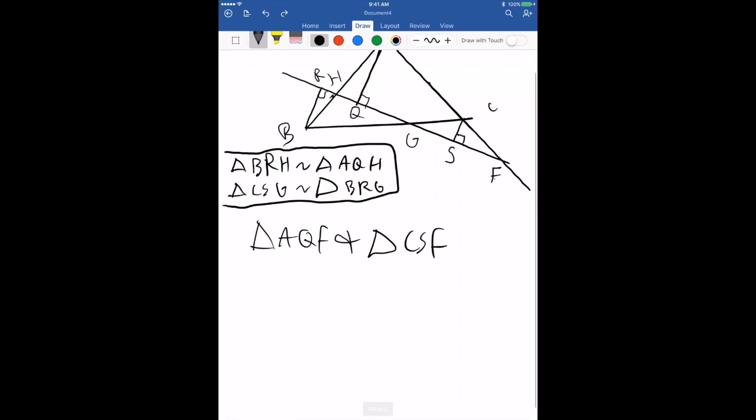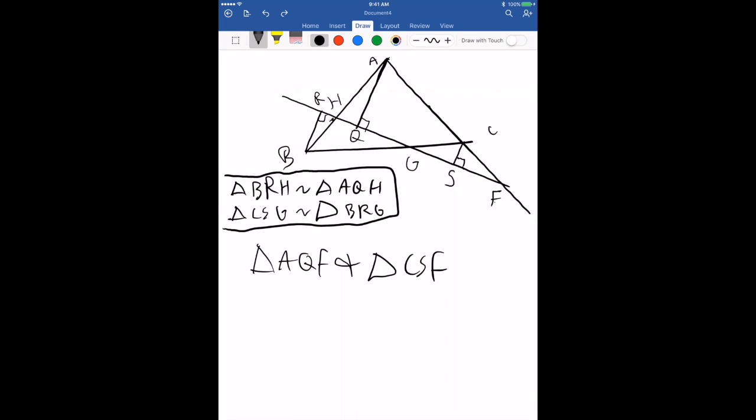So we erase all these extra lines. What we're going to see is the same here, because it's going to follow the same pattern that we did to show that these two triangles are similar. So we already have two right angles, like we've done in each case. So we write those down. Angle AQF will equal angle CSF, because they're both right angles.